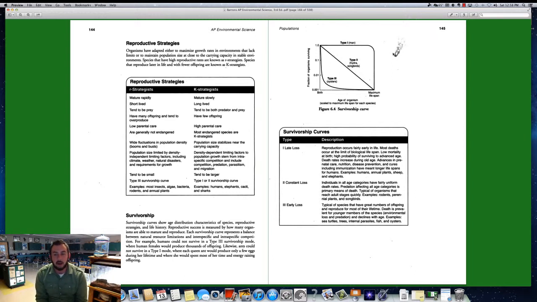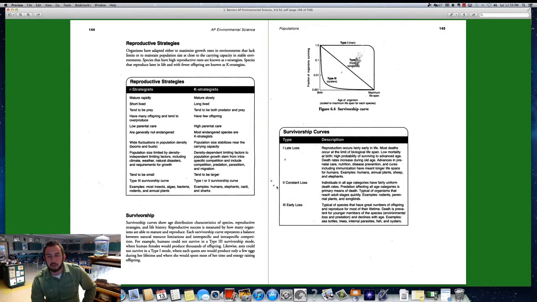Predation affects all age categories and is the primary means of death. This is typical of organisms that reach adult stages quickly. Examples: rodents, perennial plants, and, like I said, songbirds will have a continual decline as they get older. There's no age group more susceptible to death than any other. So that's constant loss, type 2 survivorship curves.